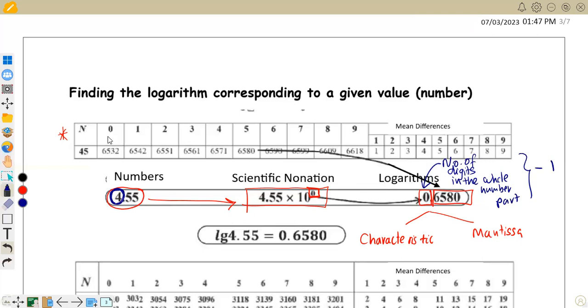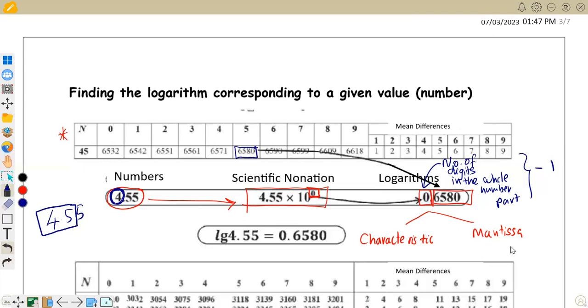Then they have given 0, 1, 2, 3, 4, 5, 6, likewise up to 9. And then in the other columns, it consists of mean differences. Now look at 4.55. Consider the first 2 digits in the given number. It is 45. Then move to the 5, that means the fifth column of 45. It is 6580. It is the mantissa of the logarithm.